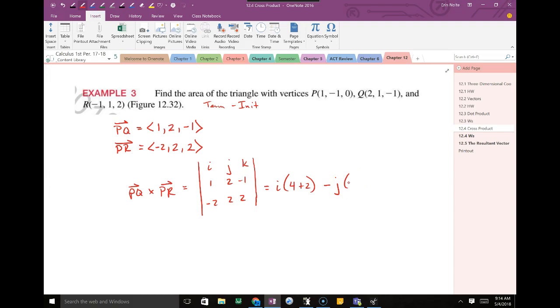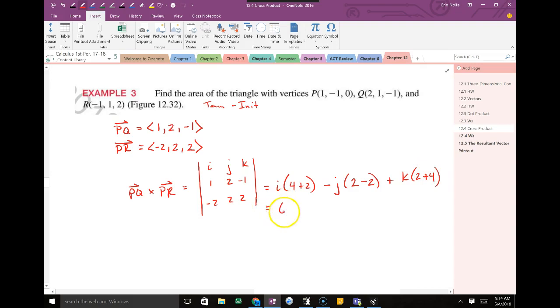Oh, okay. Alright, so what do we multiply for j? So we don't use our j row. We're going to multiply 1 times 2 minus negative 2 times negative 1, minus 2. Thank you. For my k, I do not use row k, so what two numbers are we going to multiply first? 1 times 2 and negative 2 times 2. So minus negative 4 makes plus 4.